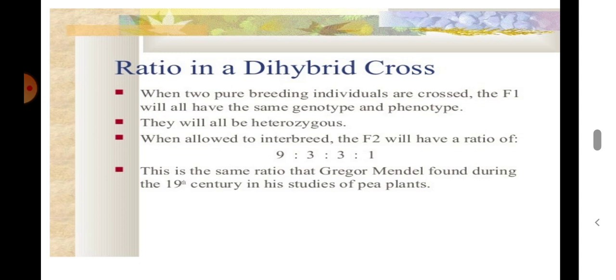Then what is the ratio in the dihybrid cross when 2 pure breeding individuals are crossed? Why are the plants called pure breeding? Because they pass on generation after generation, their characteristics are not changing. So that type of plant we call the pure breeding type of plant.